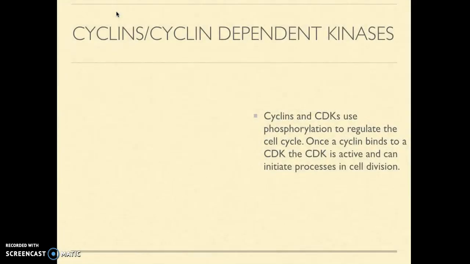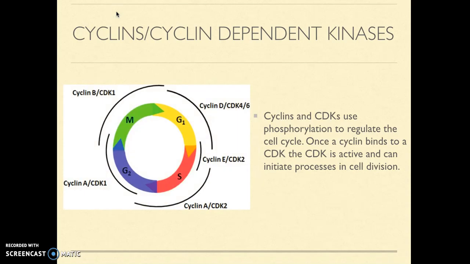Then there's cyclin and CDKs, which I talked about earlier, and once a cyclin joins up with a CDK, that's when the CDK is activated, and then it can initiate processes in cell division by using phosphorylation. Here I've got a cycle of it again, and this is similar to the one I showed two slides ago, where there's certain cyclins for each phase of mitosis, and each has its own CDK that matches up with it, and then once a cell receptor recognizes these, it would continue on with the process.